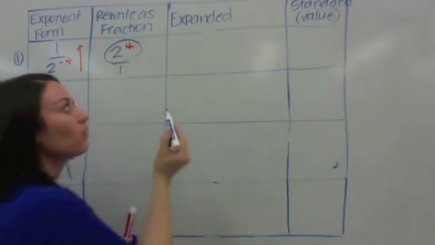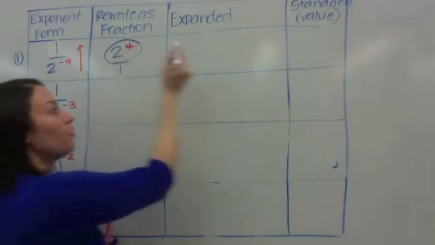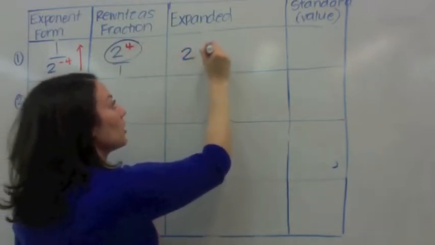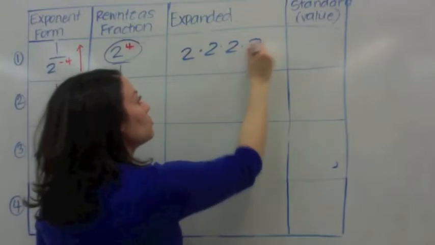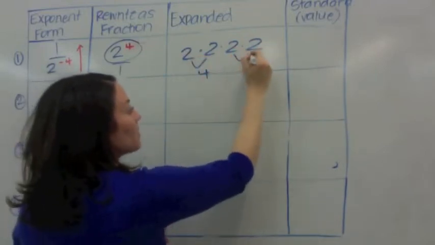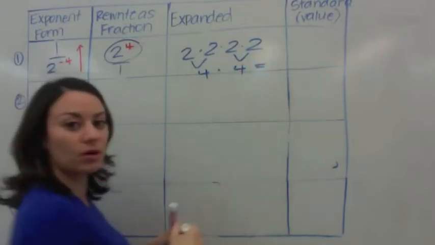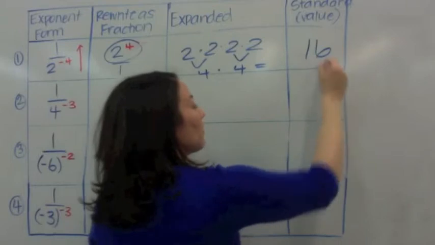So 2 to the power of 4 is not 2 times 4. It's not 8. It means 2 4 times. So it's 2 times 2 times 2 times 2. Very good. 2 times 2 is 4. And then let's have this other pair of 2's. 2 times 2 is 4. What is 4 times 4? It is 16. Very good.